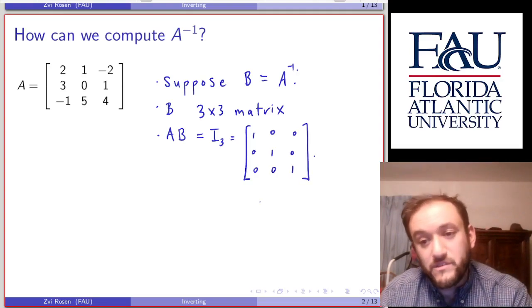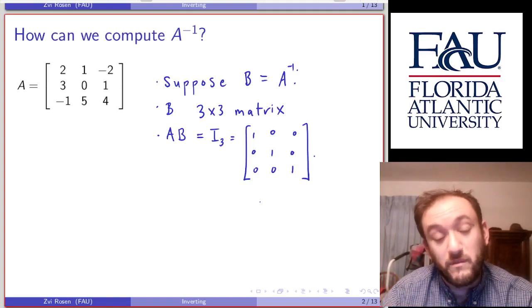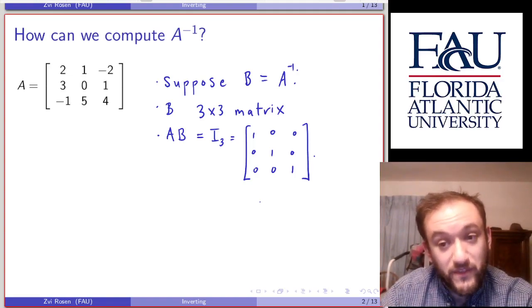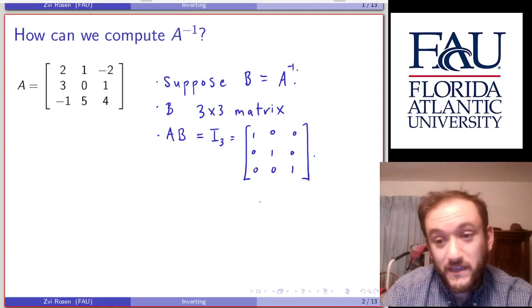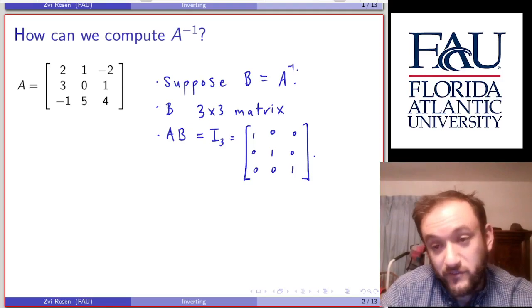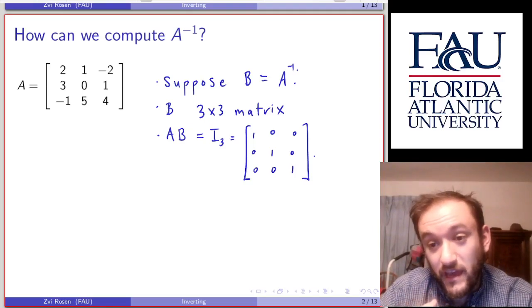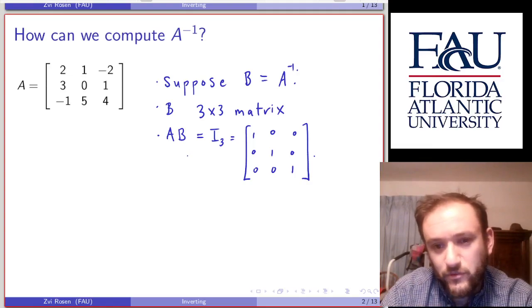Okay, so if I knew how to solve a matrix equation of this type, where you have a product of two 3 by 3 matrices, and it gives you another 3 by 3 matrix, then I could figure out what B is, given that I know A and the identity matrix. Unfortunately, I don't have a great method for that.